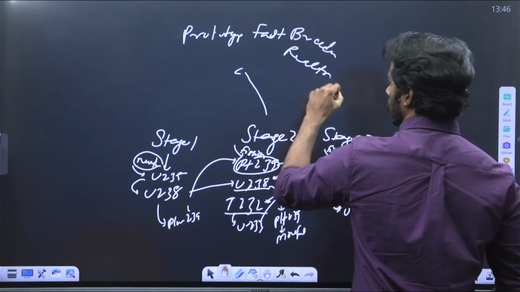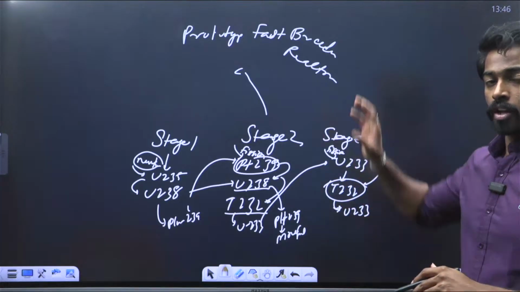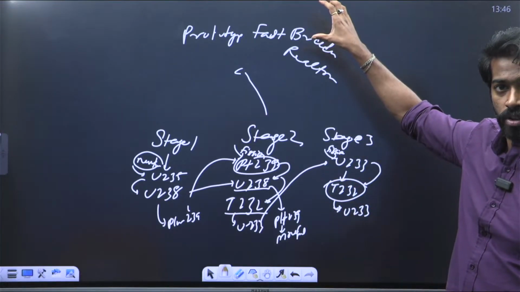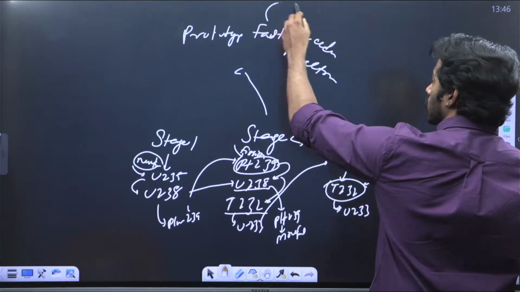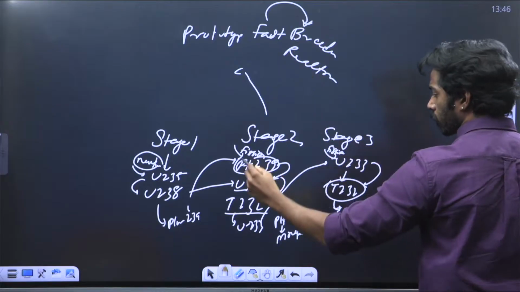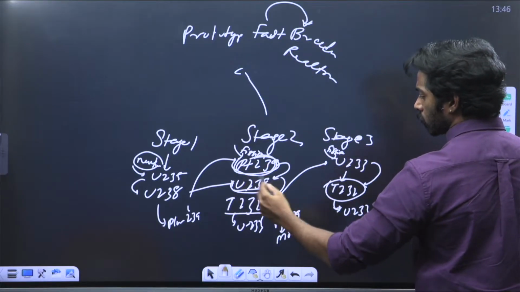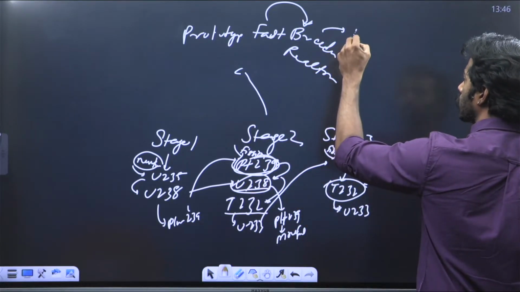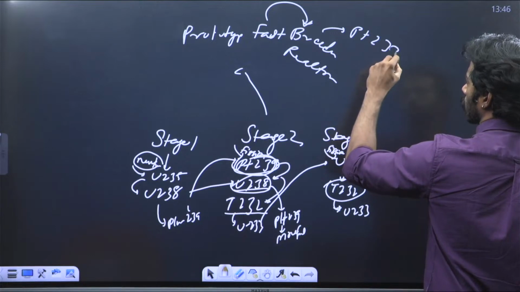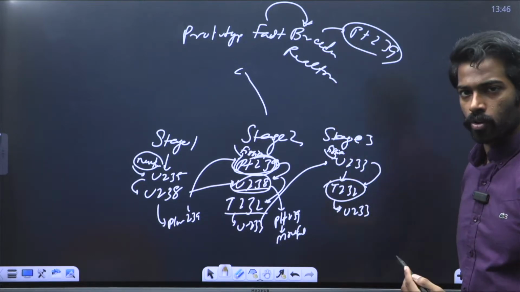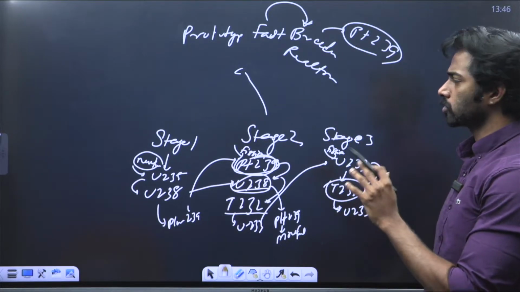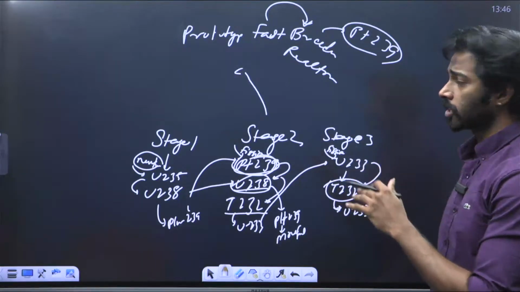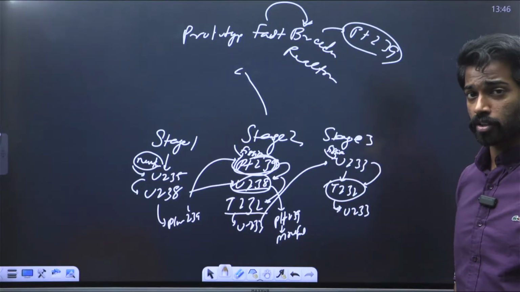What is a fast breeder reactor? A fast breeder reactor is where the neutrons are fast in nature, and these fast neutrons hit the fuel, that is uranium-238, and breed it into more plutonium-239, meaning it's creating more fuel, right? This is called the prototype fast breeder reactor, which is present in Kalpakkam, in Tamil Nadu.